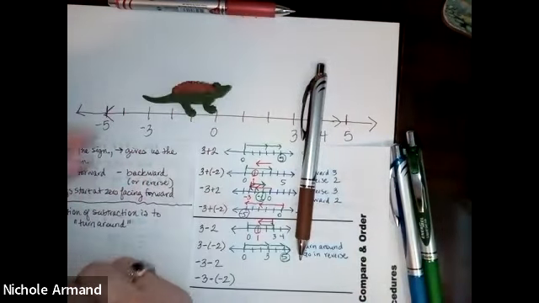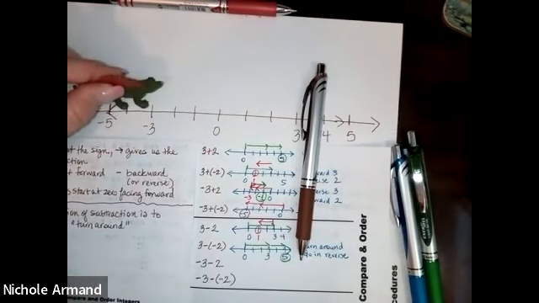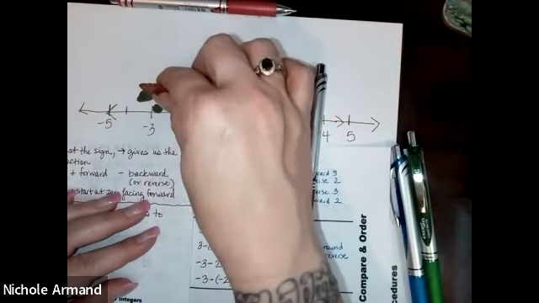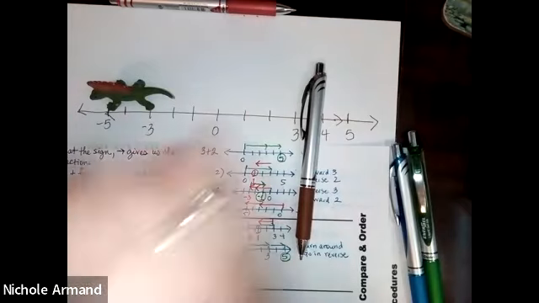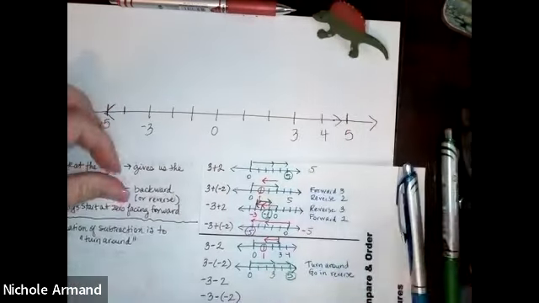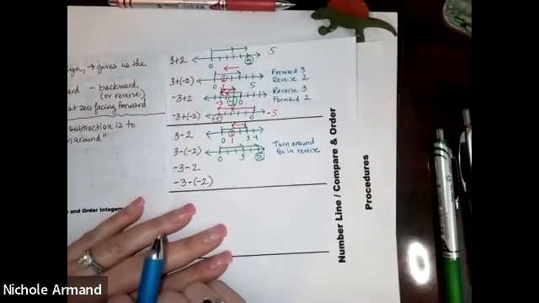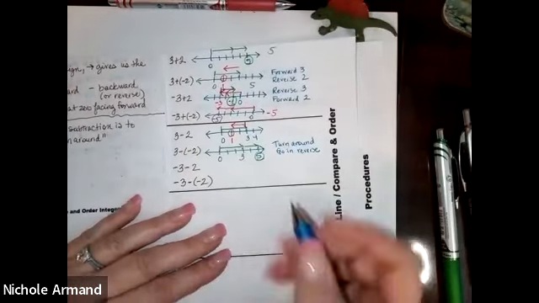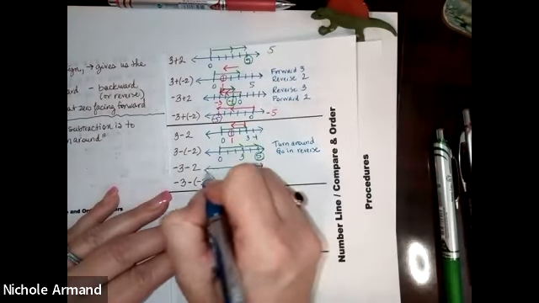So again, he starts out facing forward at 0. He goes backward 3, 1, 2, 3. The subtraction says to turn around, and then he goes forward 2 and ends up at -5. Let's draw that in. Again, adding the opposite is fine. If this turning around is making your brain hurt, then we can just add the opposite.